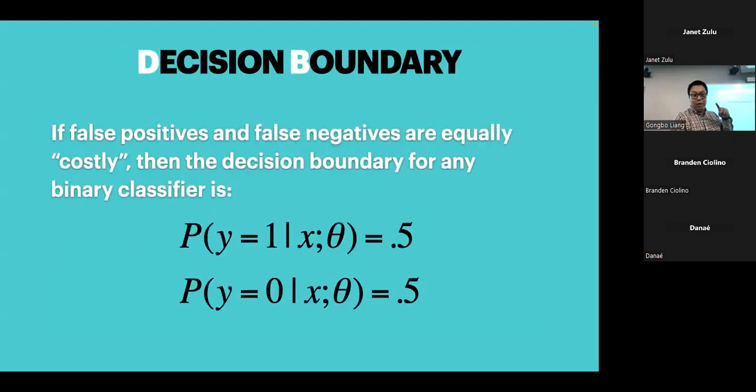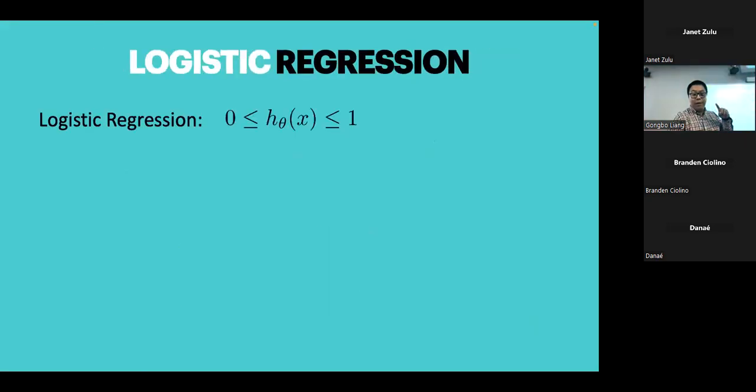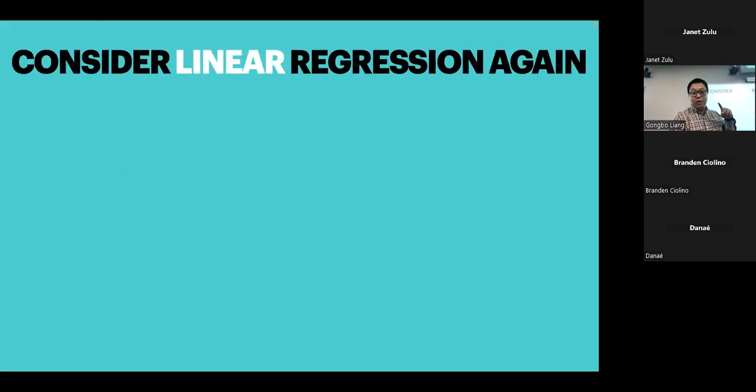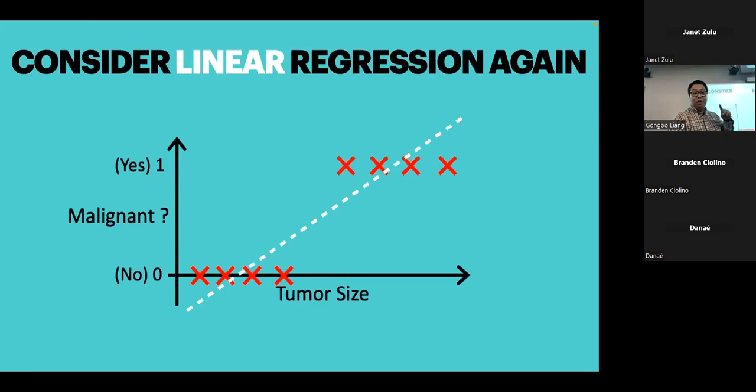We will feed a linear regression model, but it doesn't work here, so we need to convert the value to between 0 and 1. We could put the linear regression model inside of a function called a sigmoid. It's just some mathematical function. After that, we will have a 0 to 1 function.